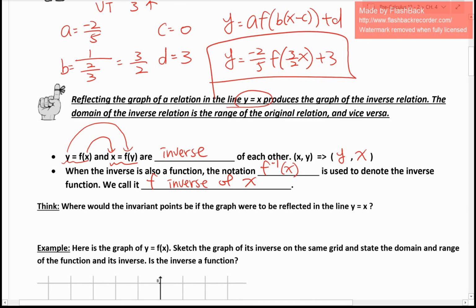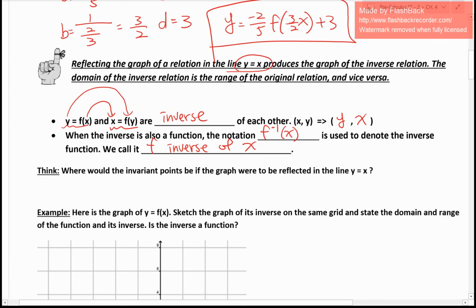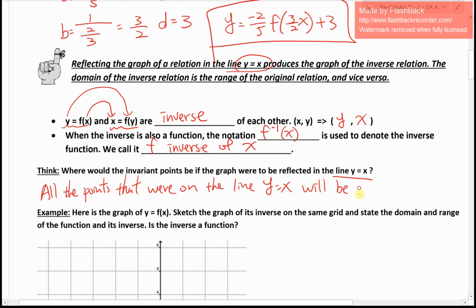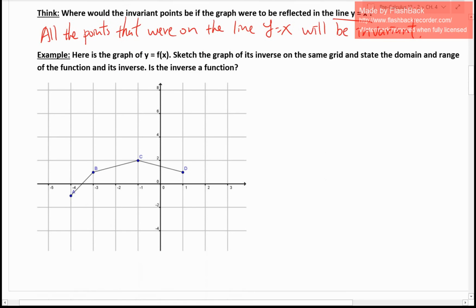Now, here's the think question. Where would the invariance be if the graph were reflected in the line y equals x? If we reflect over the x-axis, then all the x-intercepts will remain the same, so they are invariant points. If we reflect over the y-axis, so x equals 0, then any y-intercept will be the invariant point. Same thing here. If we reflect over the line y equals x, then all the points that were on the line y equals x will be invariant, because it's like you're reflecting over a mirror, but the point is on the mirror, so there's nothing to reflect. That's why it's not going to change. Invariant.